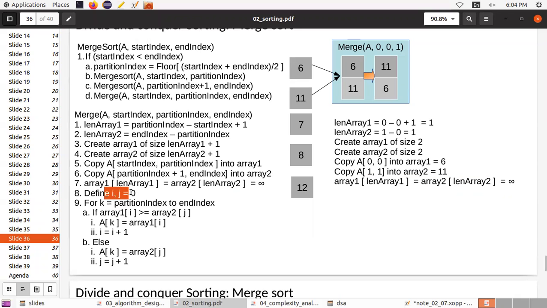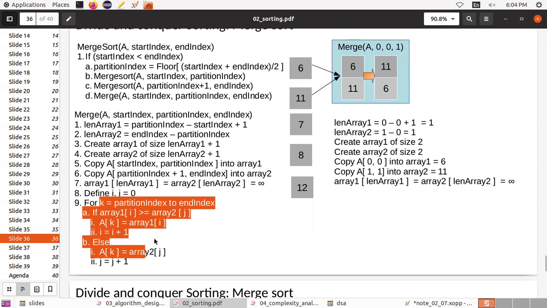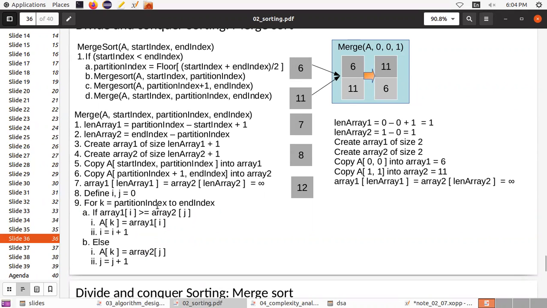Then you define i, j equal to 0. Two temporary variables are defined. And then you have a for loop that goes through the second half of the array, from partition index to end index. In our example, it will be 0 to 1. If array 1 of i is greater than or equal to array 2 of j, then you do an exchange, and you make a of i equal to i plus 1. Essentially you're trying to find out if there is any element in array 1 which is greater than the element in array 2, and if so, copy that element into the original array and then increment this counter i.